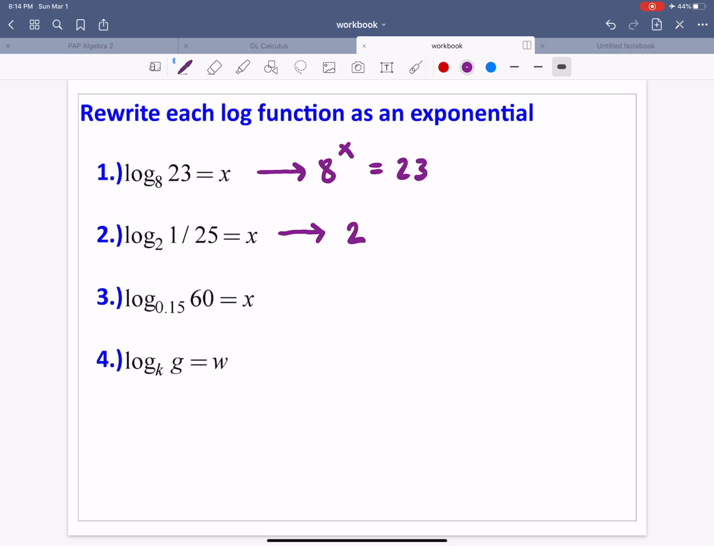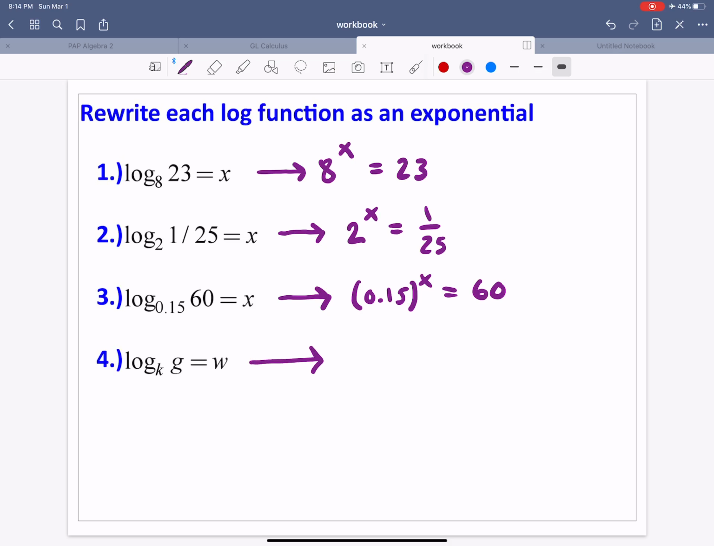So the pattern that we use for log is base, answer, exponent. So that means the exponent will be x, and the answer is 1 over 25. Number 3, follow the same pattern. Use the base of 0.15 to the x power equals 60.